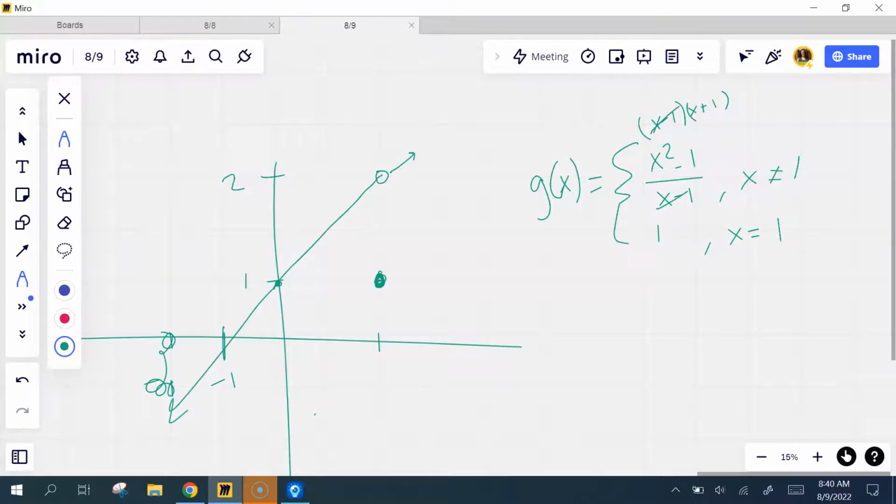Okay. So now let me ask you some questions about it. Tell me, looking at this graph and the equation here, what is the limit as x approaches 1 from the left?